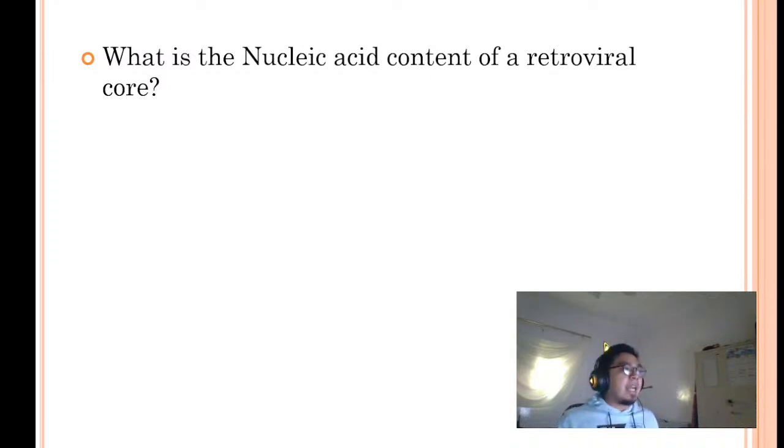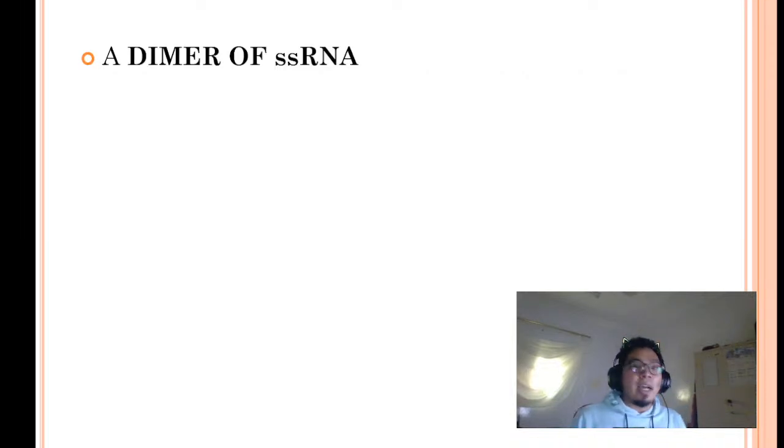What is the nucleic acid content of the retroviral core? Well, it's simple. It has one dimer of the single-stranded RNA. So it's just a dimer of ssRNA, or what you call single strand of RNA.